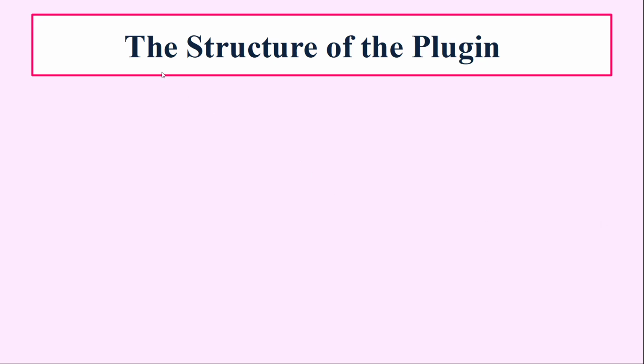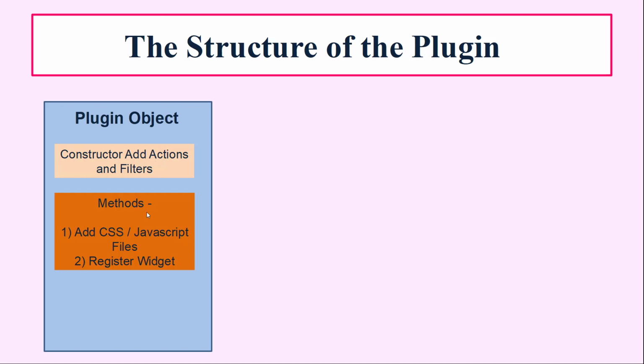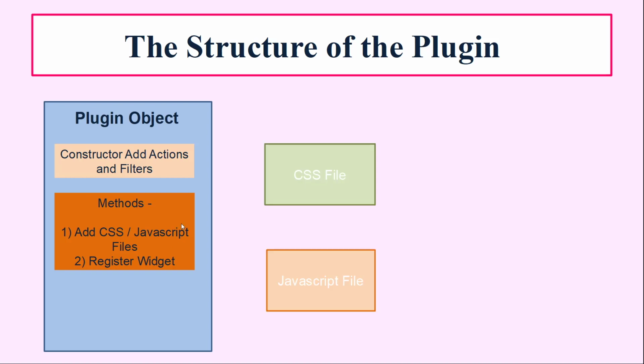Okay, before we stop, I just want to have a quick look at the structure of the plugin. So at the moment we're creating our plugin object. What this does is we're going to use a constructor to add our actions and filters. We're going to create 2 methods, one which we've already done, and this adds the CSS and JavaScript files. The second method adds the register widget.